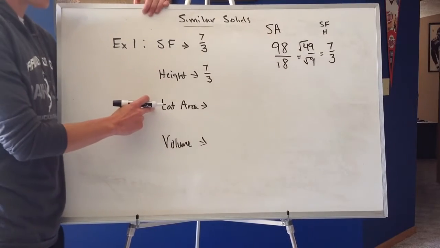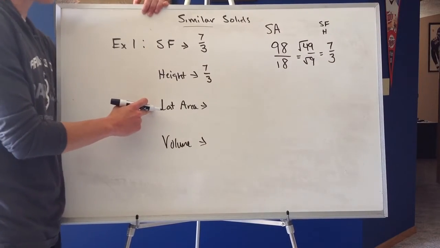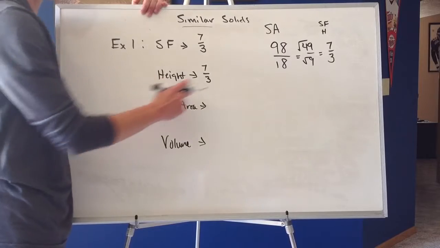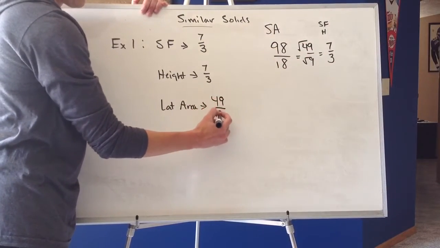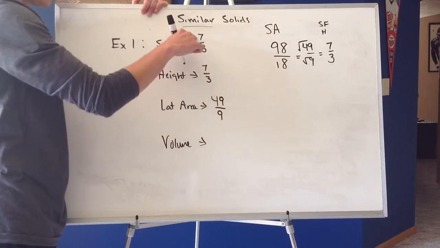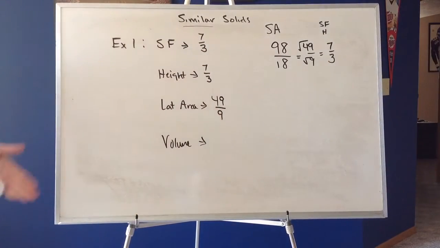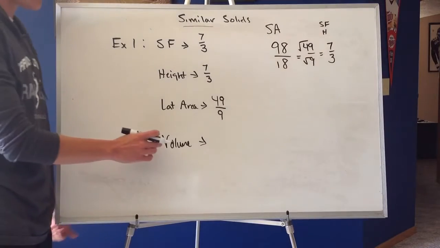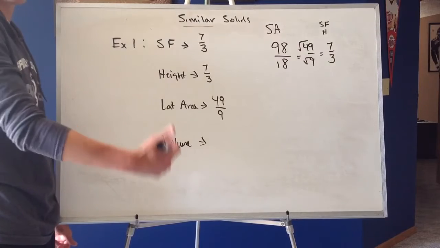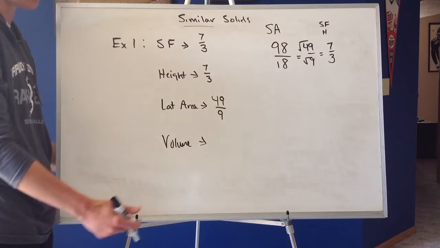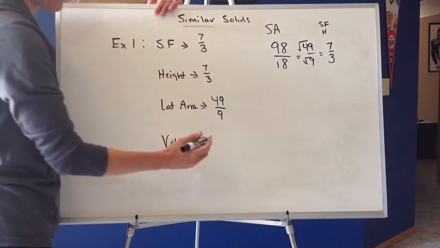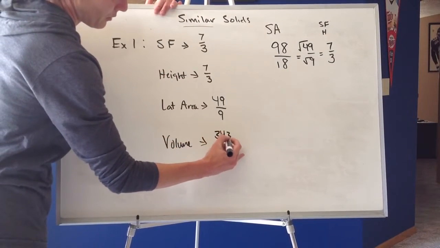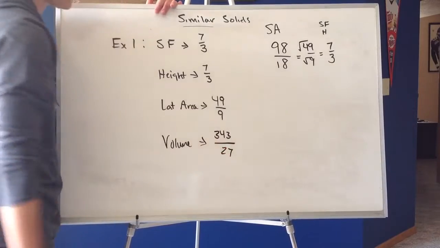Lateral area is 2-dimensional, so I want to go back to the 2-dimensional. Well, the 2-dimensional was the 49 over 9. In other words, I square each of these because again, from 1 dimension to 2 dimensions, I want to square them. Volume is where we want to cube them because now we're going three-dimensional. Always go back to the original up here. If I cube each of these, I will get 343 over 27.